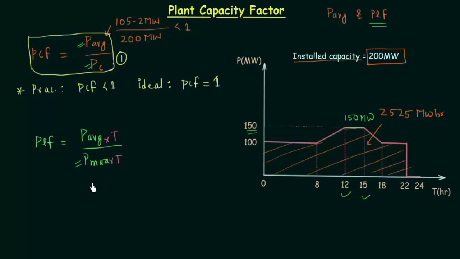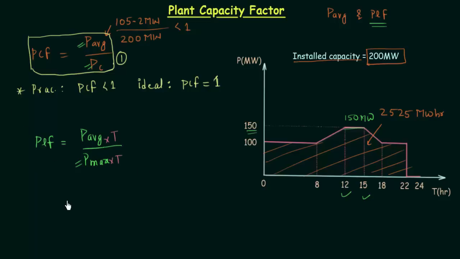In the denominator we have P maximum multiplied with time. This is also energy. Now let us talk about what type of energy these two are. P average into T is the energy produced in total hours. This is the actual energy produced in total hours. This means in 24 hours the energy produced is given by P average multiplied with the time T.